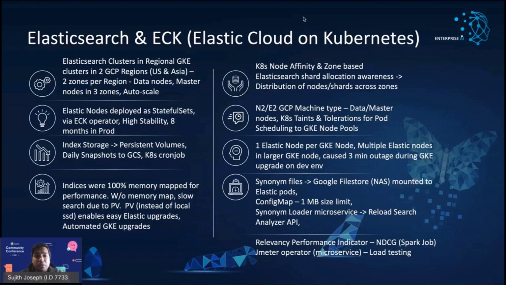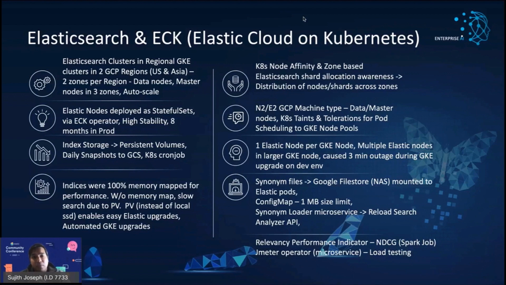The Elastic nodes are deployed as stateful sets via the ECK operator, and we've been running this in production for the past 8 months, and I can say that it's very highly stable. For index storage, we use persistent volumes, and we use GCS for storing the daily Elastic snapshots. The indices are 100% memory mapped for performance.